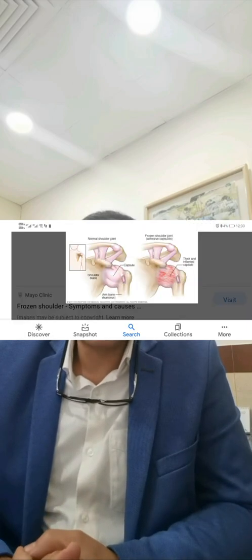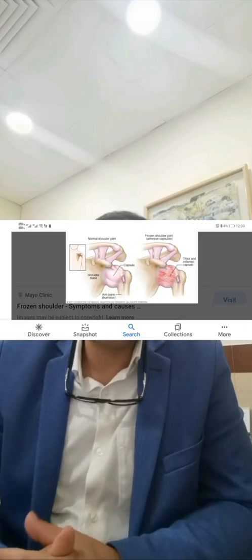I will speak today about the frozen shoulder, also called adhesive capsulitis. This is one of the diseases most commonly seen in diabetics, and less common in non-diabetics. We have stages for the frozen shoulder.